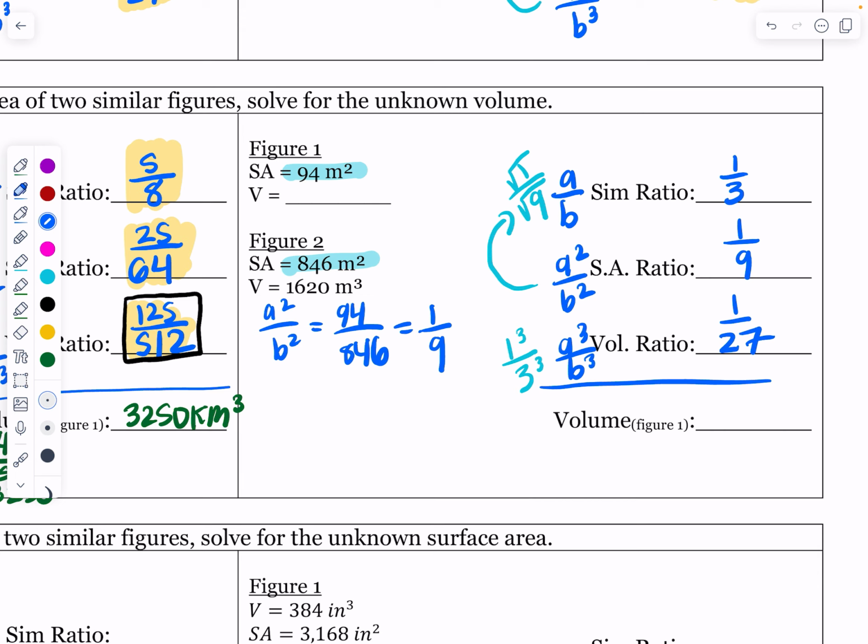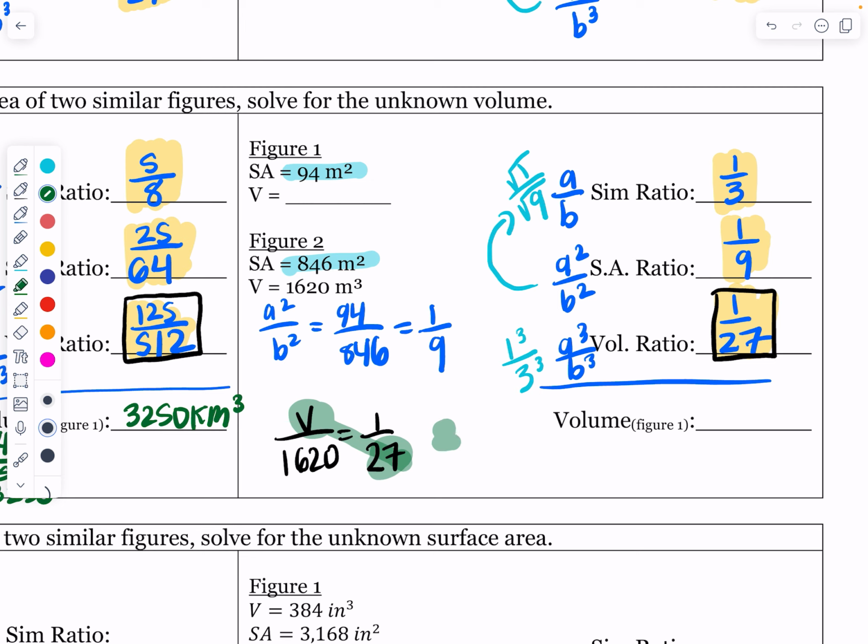So I'm going to use one of those ratios to find a missing volume. So we're missing that first volume. And so we're going to work with our volume ratio. Whatever the actual volume is should reduce to 1 over 27 when I compare them. So I'm going to do V over 1620, and I'm going to cross multiply. So I'm going to do V times 27 is going to give me 27V.